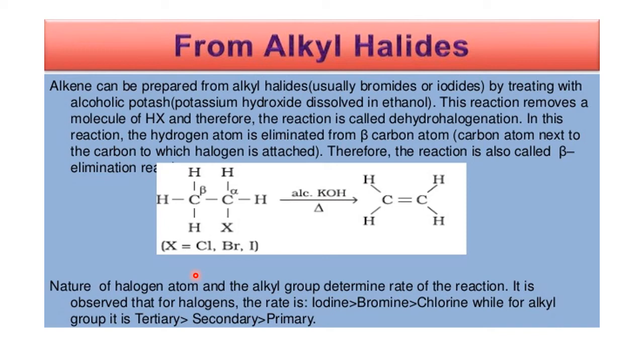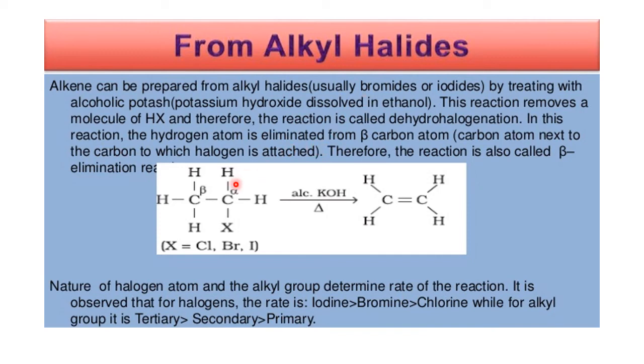This reaction is also called beta elimination. See, in this reaction, the hydrogen atom is eliminated from the beta carbon atom. Okay, so this is the beta carbon atom, right? Therefore, this reaction is called beta elimination. One more name is there. This is called dehydrohalogenation, also called beta elimination, because hydrogen is removed from the beta area.